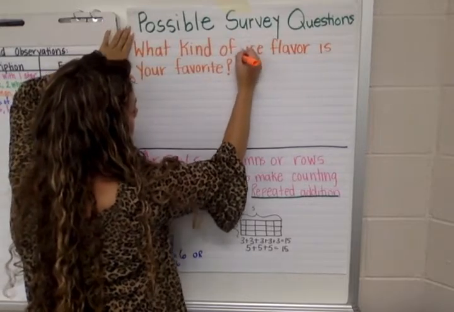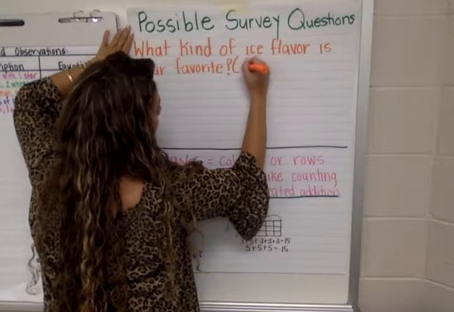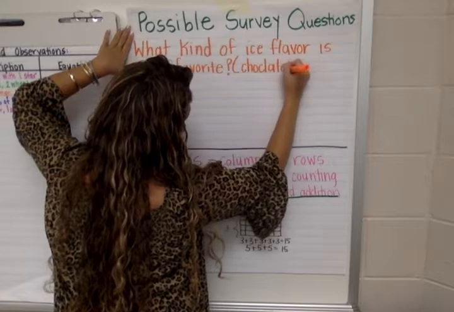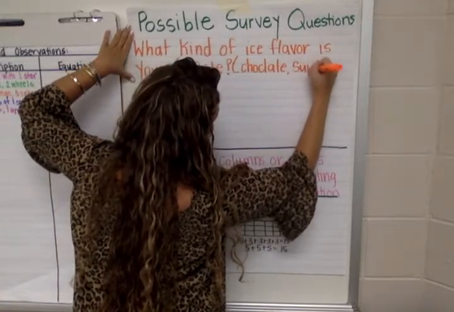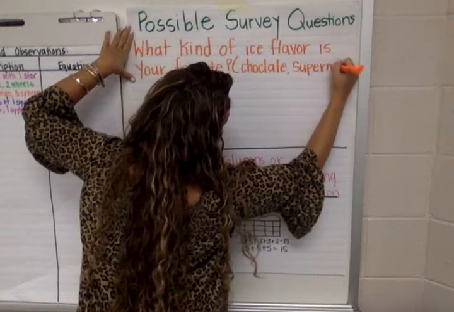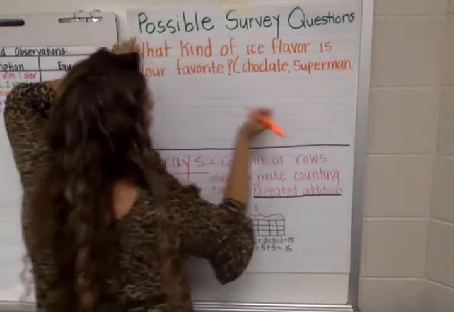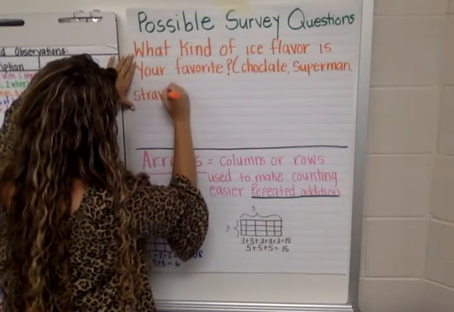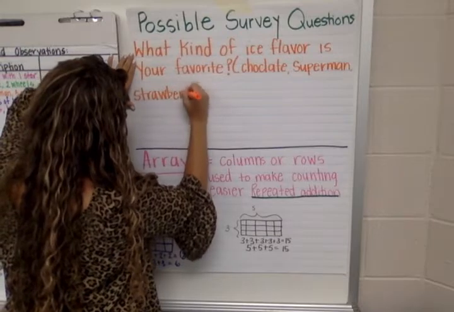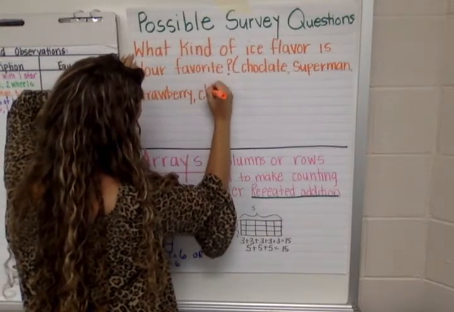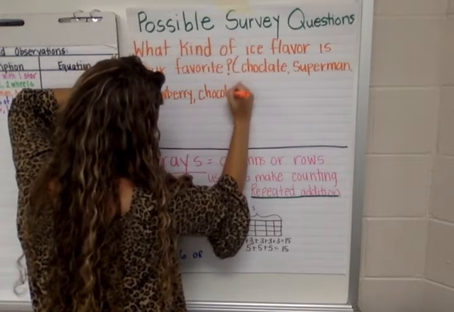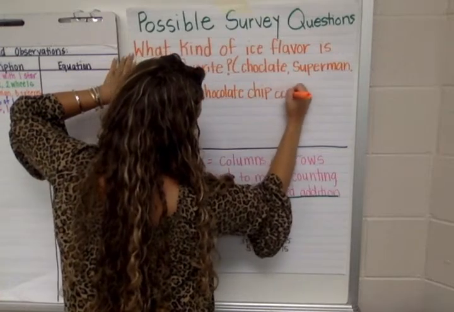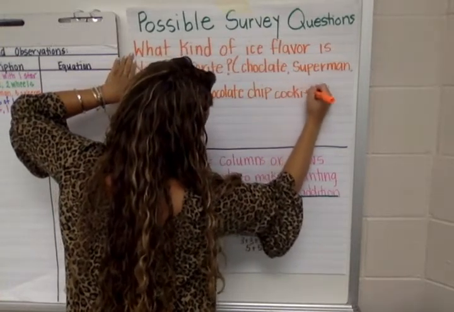We give the options. So I'm going to say chocolate, Superman, strawberry, chocolate chip cookie dough. I'm going to just say chocolate chip cup. Okay?